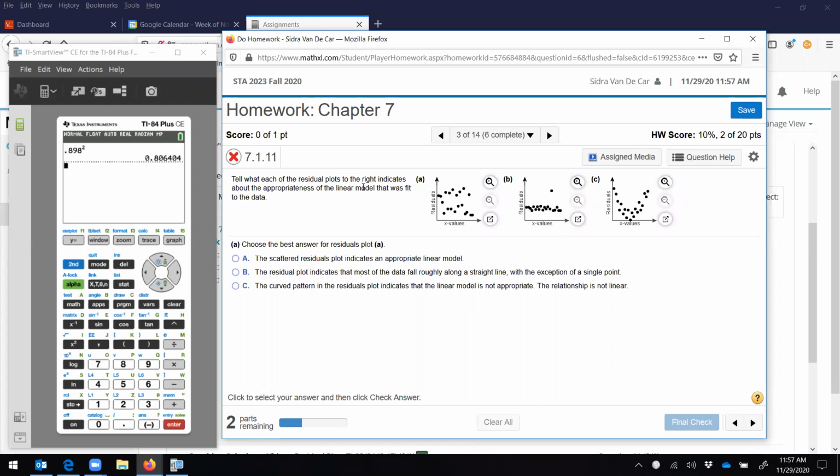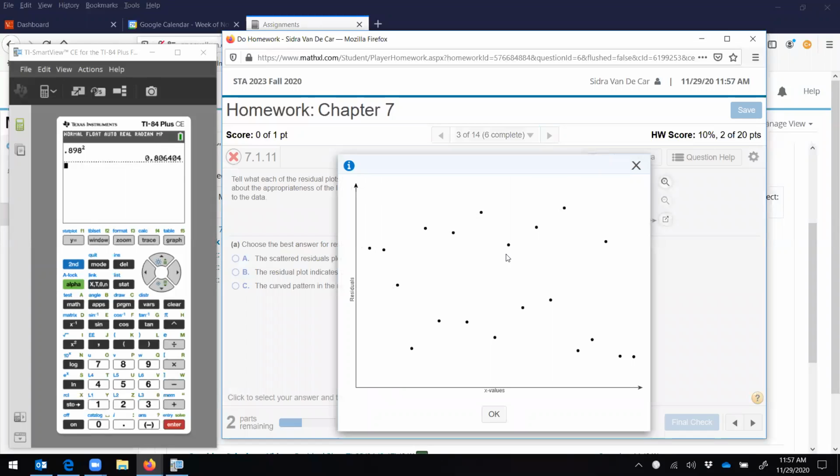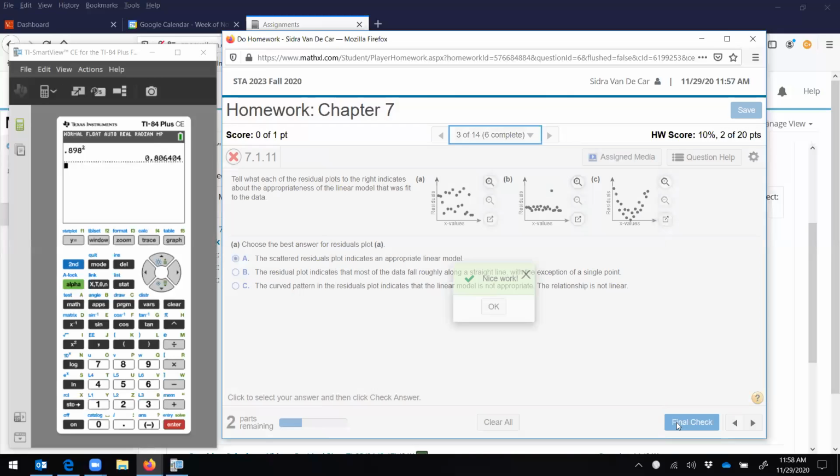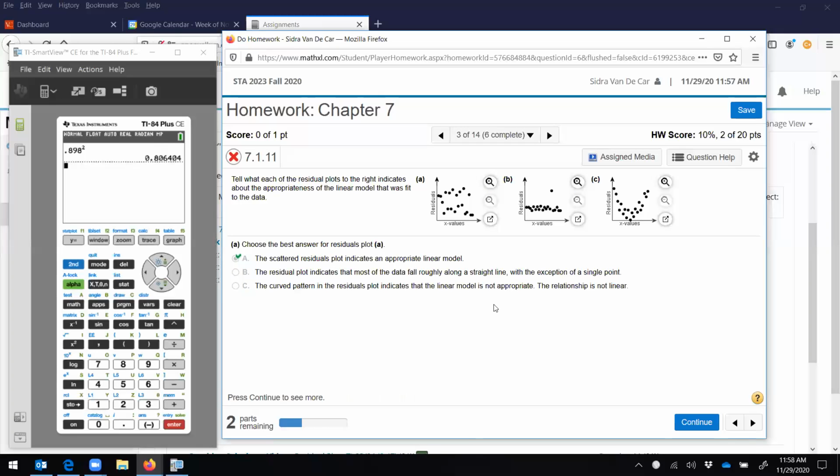Tell what each of the residual plots to the right indicates about the appropriateness of the linear model that was fit to the data. Okay, so for plot A, let's look at this. There does not seem to be a discernible pattern here. So that's a good fit, right? Whenever we've got no discernible pattern to it, it's appropriate to use the linear model.